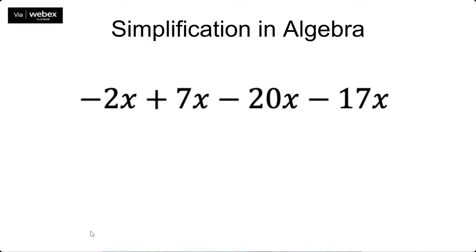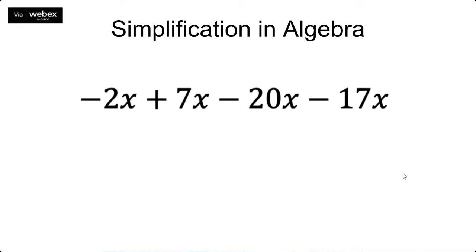Anybody confused? Do I need to explain how we got negative 32x? Most of us got it. If you didn't get it, it was probably just a small mathematical error. But again, those small errors can make or break us on a test.